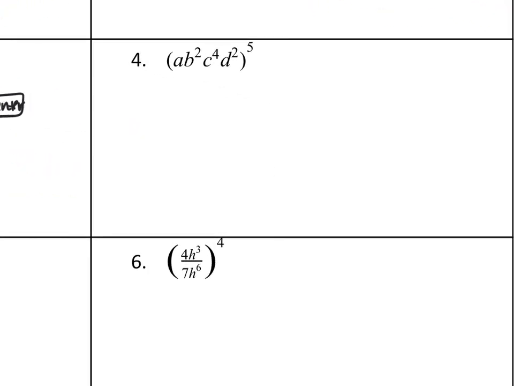All right, 4. So a similar thing here. You want to apply that 5 to everything. I will say if there's no exponent, like a, remember it's like a 1. So I'm going to apply the 5 to all of these and multiply them. So a to the 1st times 5 is now a to the 5th. B to the 2nd times 5 is now b to the 10th. C to the 4th times 5 is now c to the 20th. And d to the 2nd times 5 is now d to the 10th.